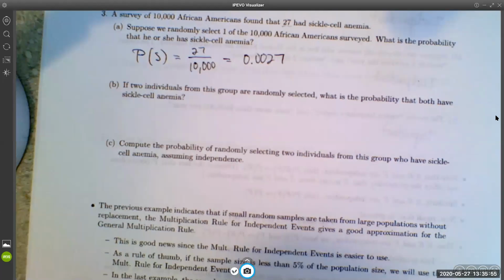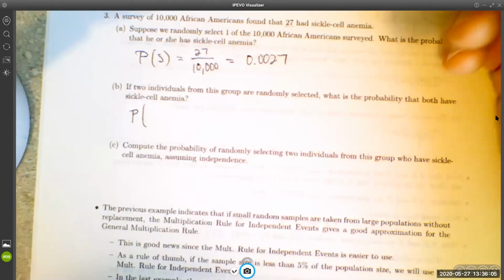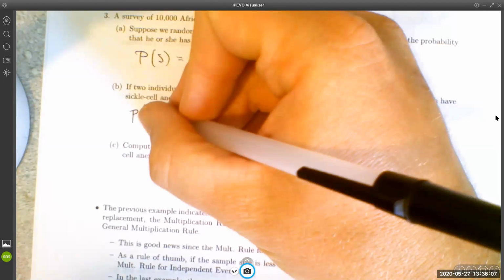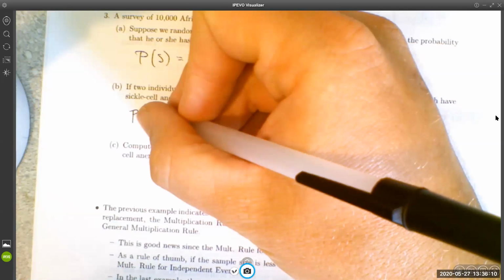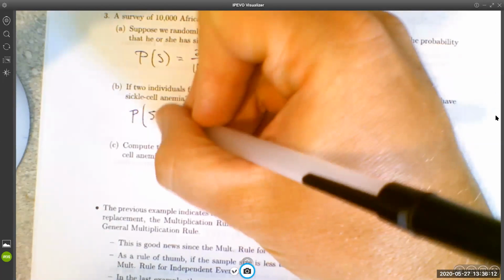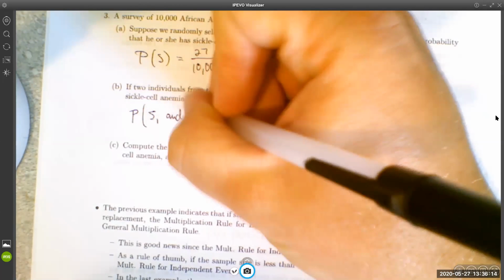Now part B says if 2 individuals from this group are randomly selected, what is the probability that both have sickle cell anemia? So for the probability they both have sickle cell anemia, I'm going to label this as follows. I'm going to say this is the probability the first one has sickle cell and that the second one has sickle cell.